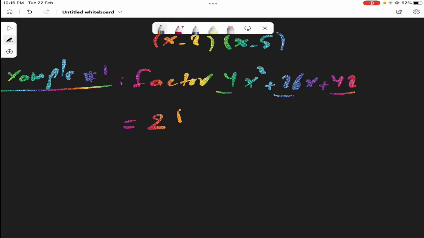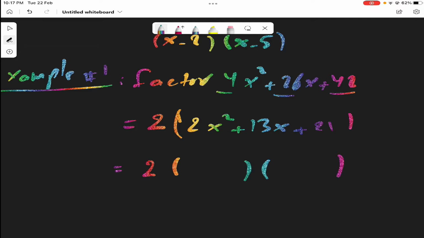So open bracket, divide by 2: 4 divided by 2 is 2x², 26 divided by 2 is 13, 42 divided by 2 is 21. Then 2, and open two brackets. Now, what gives me 2x² is 2x and x.